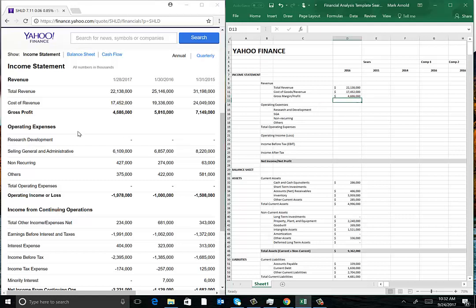And then going down to operating expenses, research and development, I'm going to go ahead and just hit a 0, just so I know that I put something there. SGA or selling and general administrative expenses, 6,109,000. Non-recurring expenses, 427,000. And then others of 375,000. Go ahead and put that in.